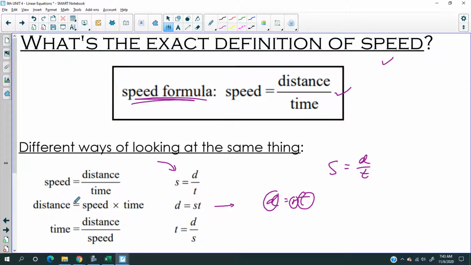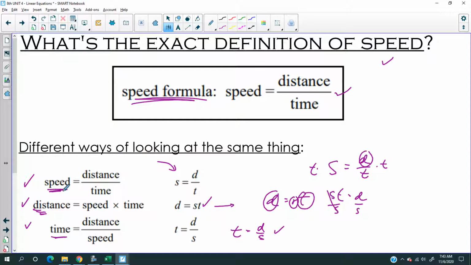So if I'm solving for distance, like in this example, if I'm solving for d, I would just multiply t on both sides. So this is st equals d. Same thing here. Notice how we're using literal equations to redefine each of these variables. If I'm solving for t, I would just divide both sides by s, so t is equal to d over s, distance over speed. So all three of these are synonymous. They're the same thing.